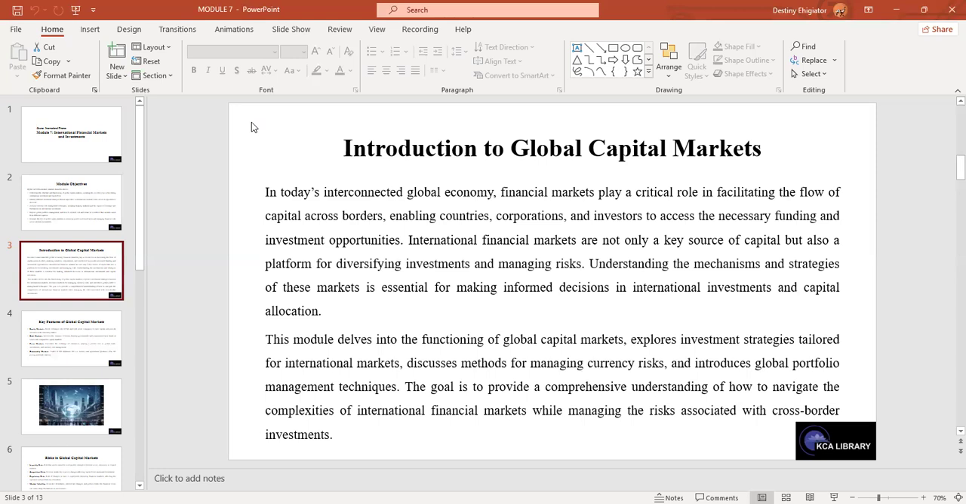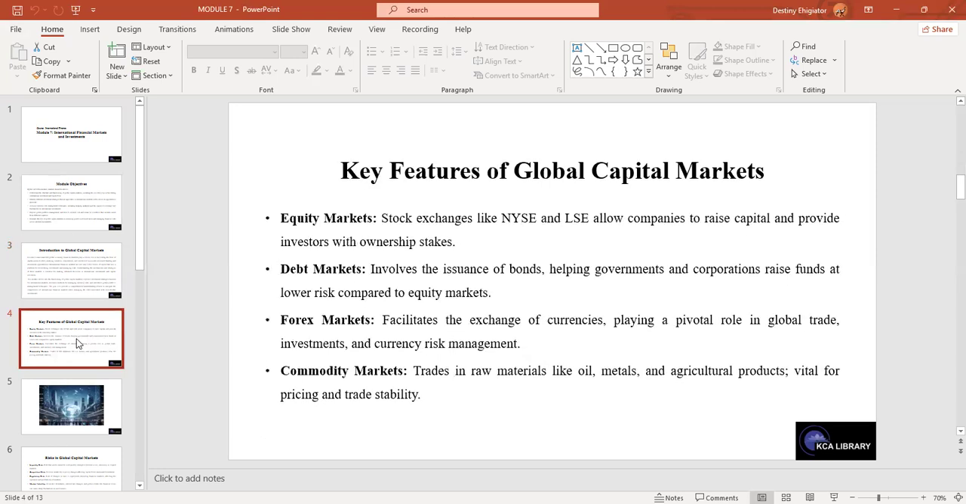This module delves into the functioning of global capital markets, explores investment strategies tailored for international markets, discusses methods for managing currency risk, and introduces global portfolio management techniques. The goal is to provide a comprehensive understanding of how to navigate the complexities of international financial markets while managing the risks associated with cross-border investments.